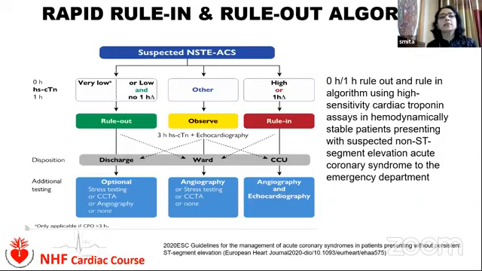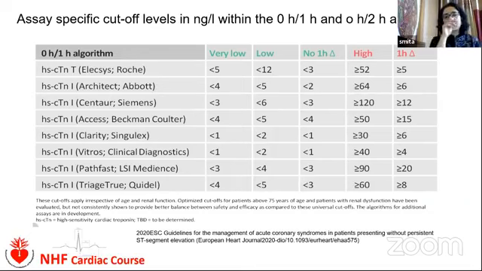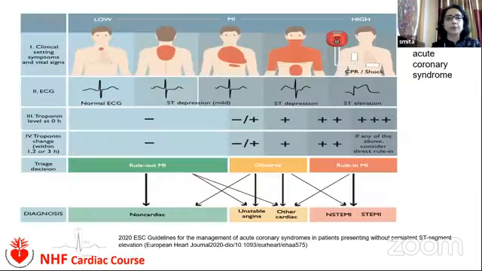Another group of patients: if the first blood sample is low, but there is a slight increase or decrease in the troponin number at 1 hour, this patient should be observed, or ruled in and admitted to our hospital. This is the assay-specific cutoff. Every assay has its own specific cutoff values for very low and low.